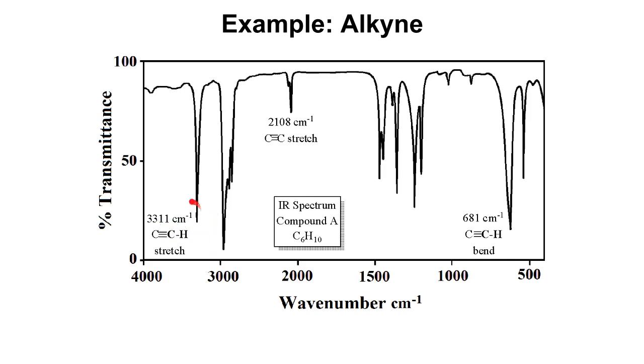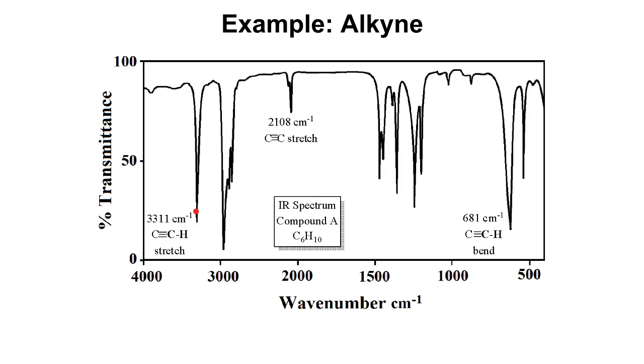Now something else that I wanted to note here, see how this says 3311? All right, if you go back and you look at the slide that was presented, it originally said that it can range up to 3300, right? So 3300. A lot of students get caught up in saying, well, this is 11 wave numbers over the suggested range, so therefore this couldn't possibly be the carbon-hydrogen bond of an alkyne. And you cannot get that strict in your thinking.